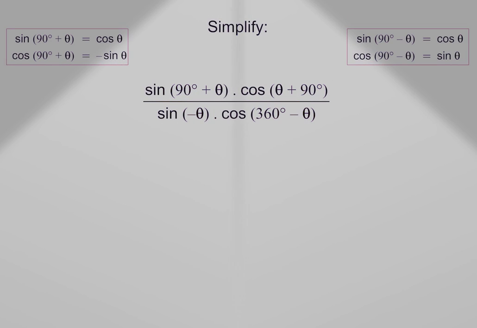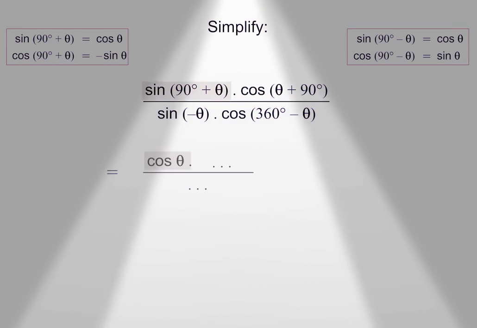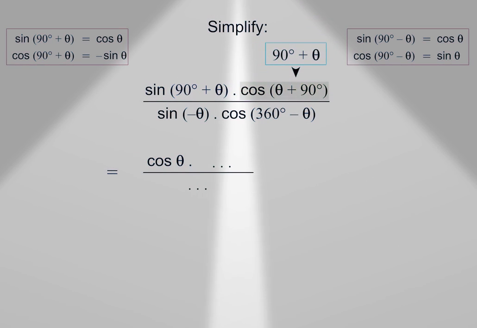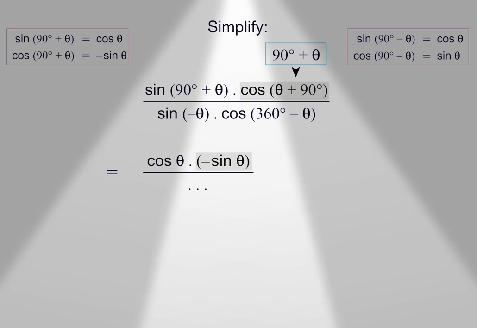Here is the first example. To simplify this expression, we need to use both the cofunctions and the reduction formulae. Sine 90 degrees plus theta reduces to cos theta. Cos theta plus 90 degrees is the same as cos 90 degrees plus theta, which reduces to minus sine theta.